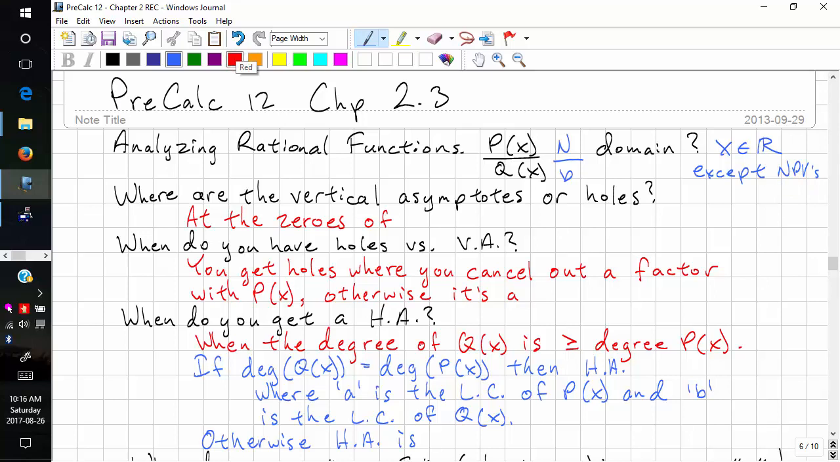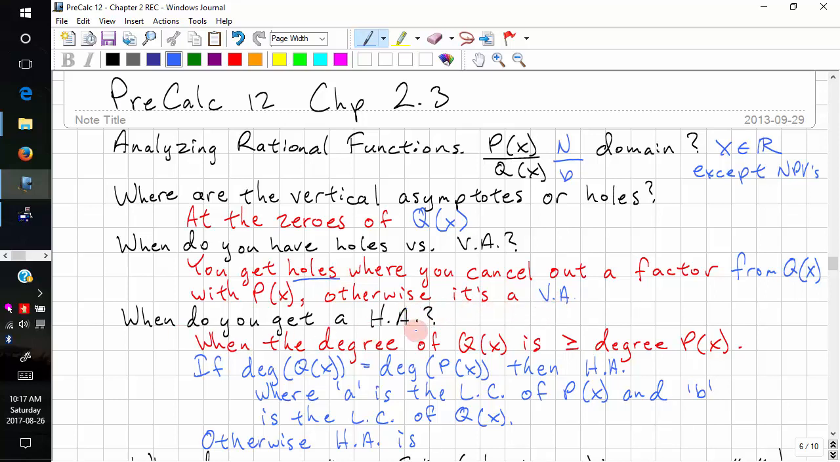And let's look at the properties that we've discovered. Where are the vertical asymptotes or holes? They're at the zeros of Q of x, which is the denominator. When do we have holes versus when do we have vertical asymptotes? We get holes when we can cancel out a factor from the denominator with P of x, or the numerator. Otherwise, it's a vertical asymptote. So we get holes when we can cancel out common factors. Otherwise, it's a vertical asymptote.